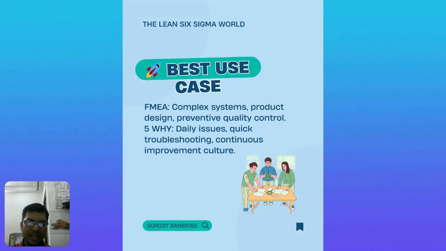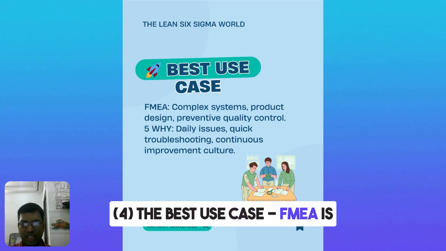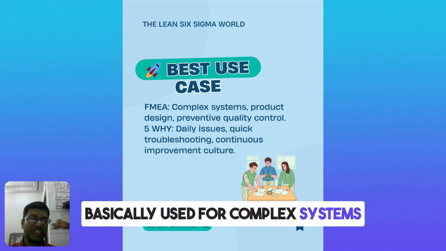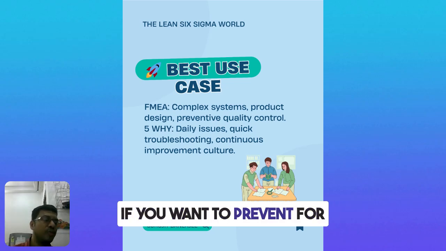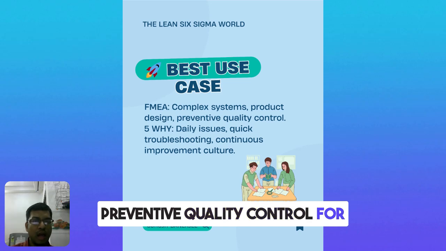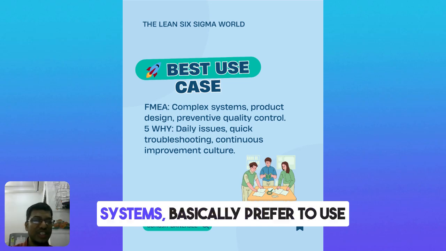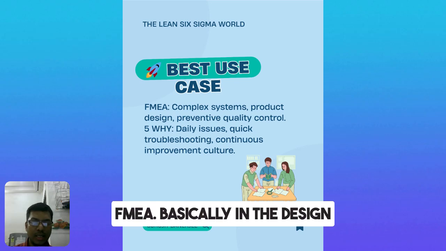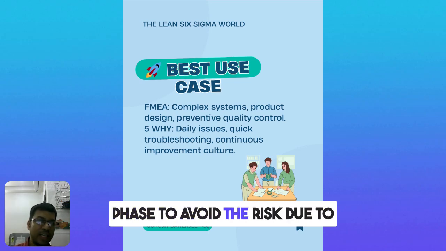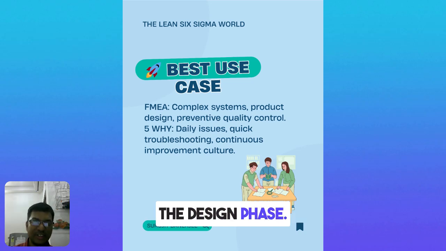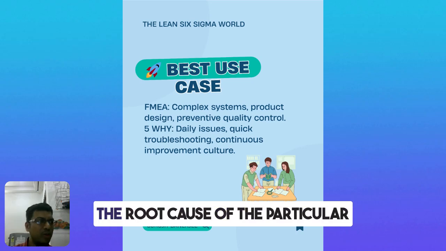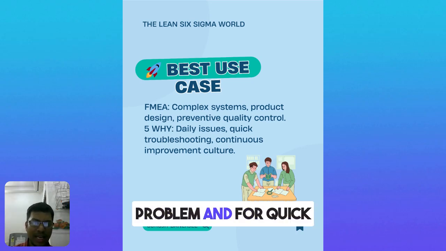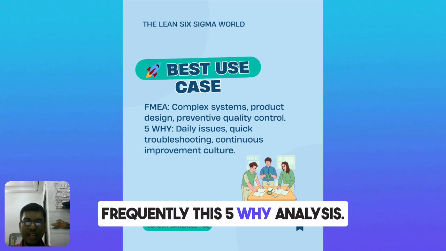Coming to the next slide, the best use case. FMEA is used for complex systems, for product design phase, and preventive quality control. If you want preventive quality control, for product design, and for complex systems, you prefer to use FMEA, basically in the design phase to avoid the risk. And 5 Why analysis is a daily use tool to find the root cause of the particular problem. For quick troubleshooting and for continuous improvement projects, we frequently use 5 Why analysis.